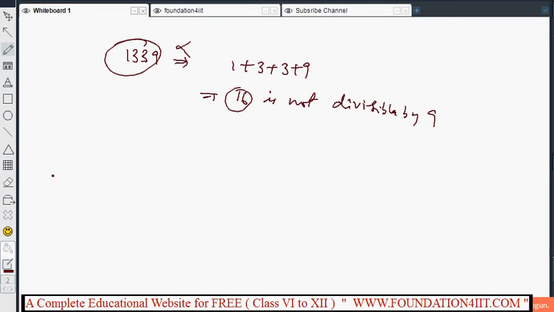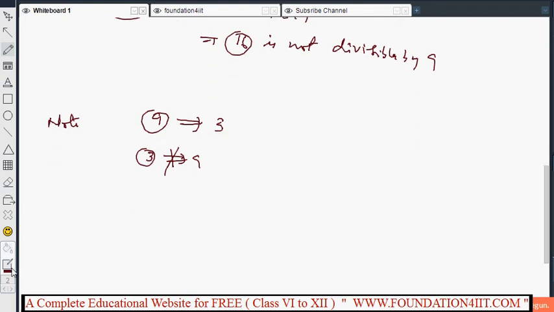One important note is that numbers which are divisible by 9 are always divisible by 3. Whatever numbers are divisible by 9, they will be divisible by 3 also. But numbers divisible by 3 need not be divisible by 9. For example, take 345. Adding 3 plus 4 plus 5: 3 plus 4 is 7, 7 plus 5 is 12. This is divisible by 3, but not divisible by 9. But the numbers divisible by 9 will always be divisible by 3 also, because 3 is a factor of 9.